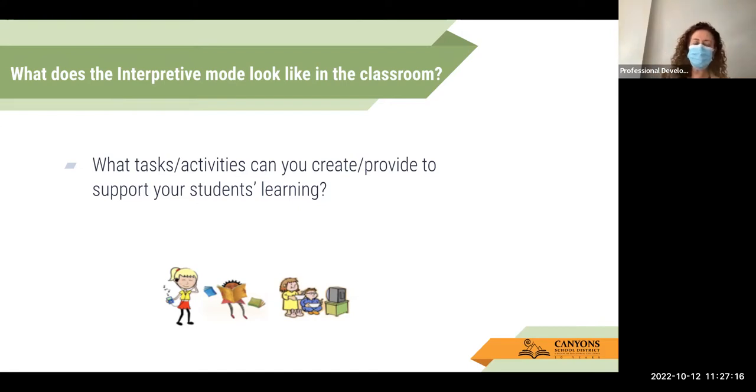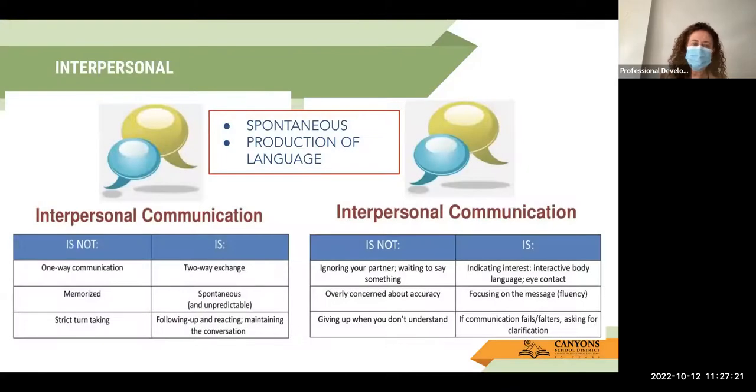So what is that going to look like in your classroom? The second mode of communication is the interpersonal mode of communication. This is the mode of communication that is spontaneous and where we see the production of language. It's a two-way exchange, because the students are going to exchange the information that they have received in the first part.